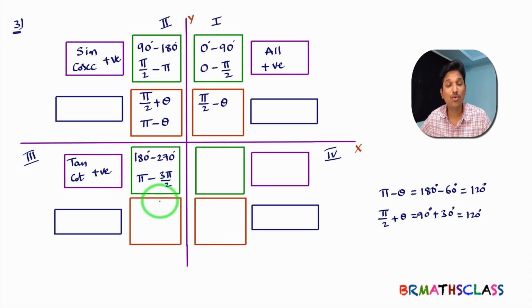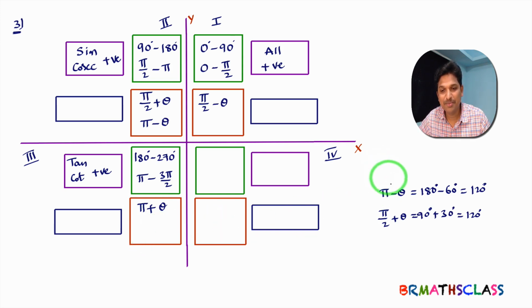For example, what about sine in third quadrant? In third quadrant, sine is negative. Like that, you need to remember. What are positive in third quadrant? Tan, cot are positive. Remaining all are negative. See, as it is a third quadrant, it lies in between 180 to 270 degrees. Pi plus theta lies in which quadrant? Pi plus theta lies in third quadrant.